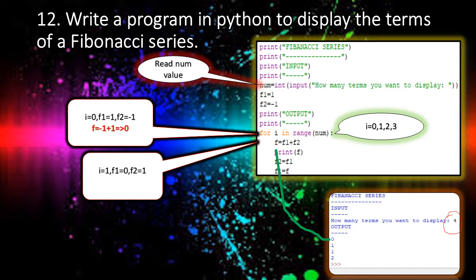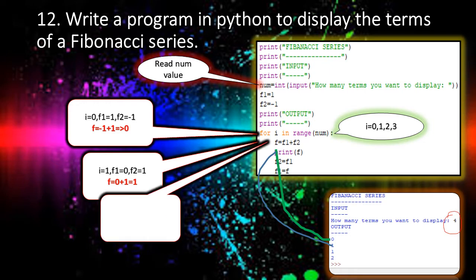Now the I value is 1. So if we are adding f1 and f2, we will get the answer 1. So now it prints 1. And f2 now, okay, the f1 value will be assigned to f2. So f2 is presently 0. And f1 equal to the f value, the f value is 1, so f1 is 1. Now we are adding together f1 and f2, again we are getting 1 plus 0, 1. So printing again the 1.